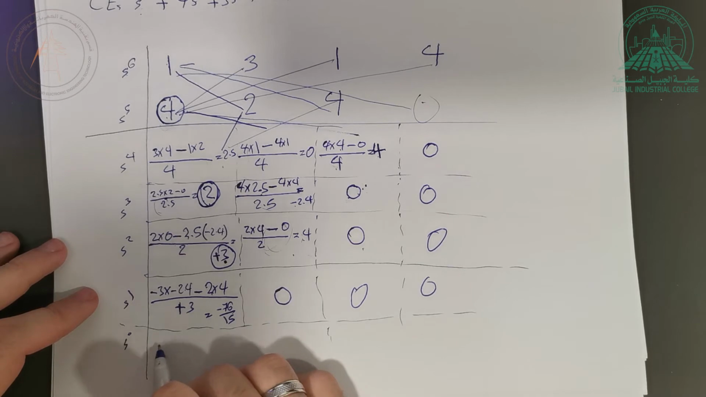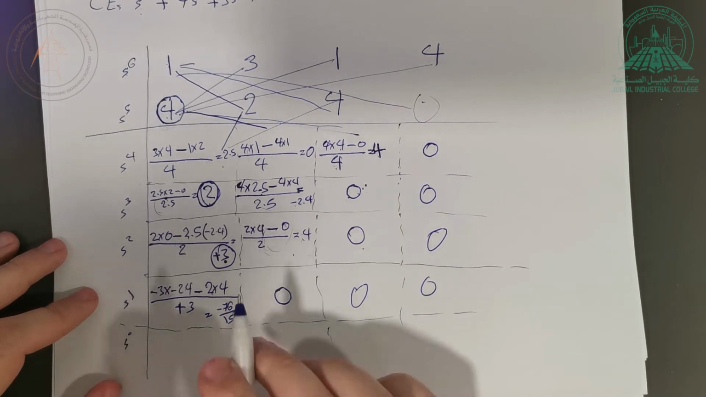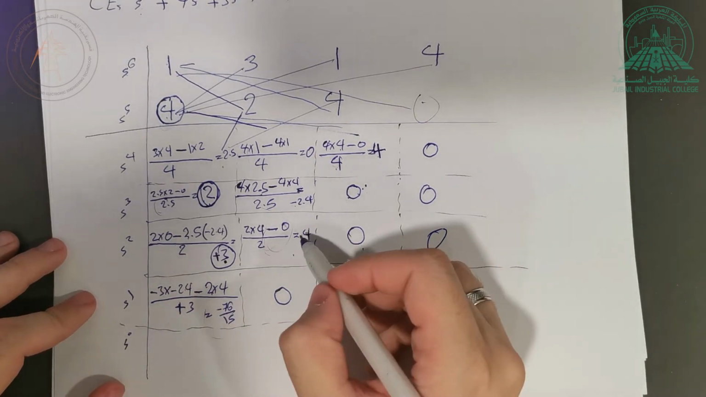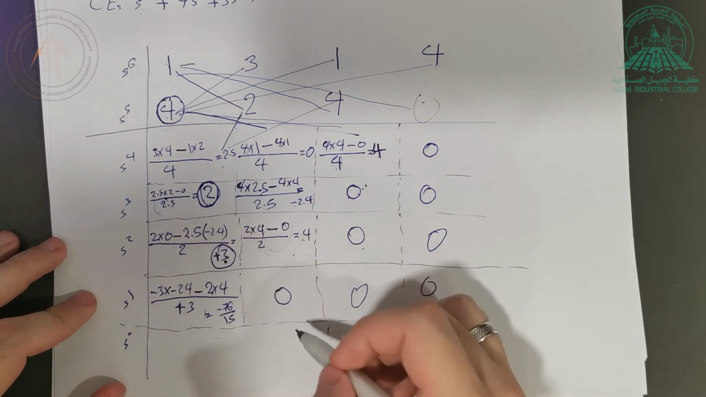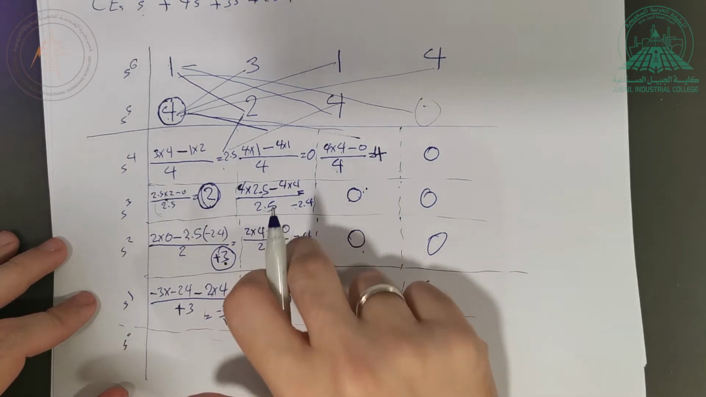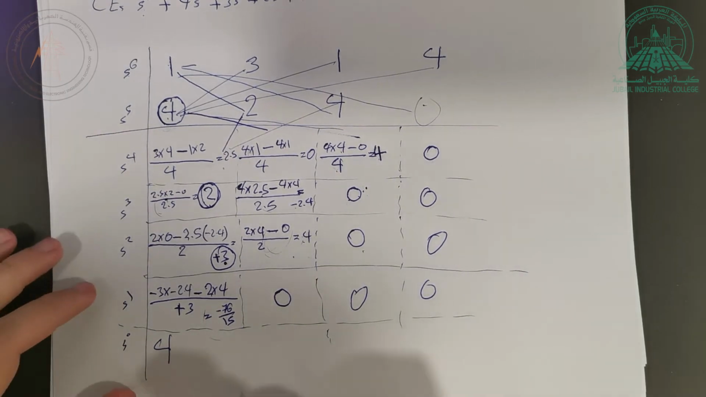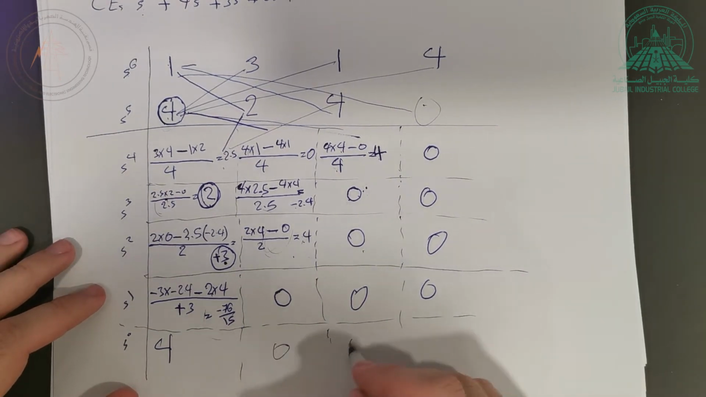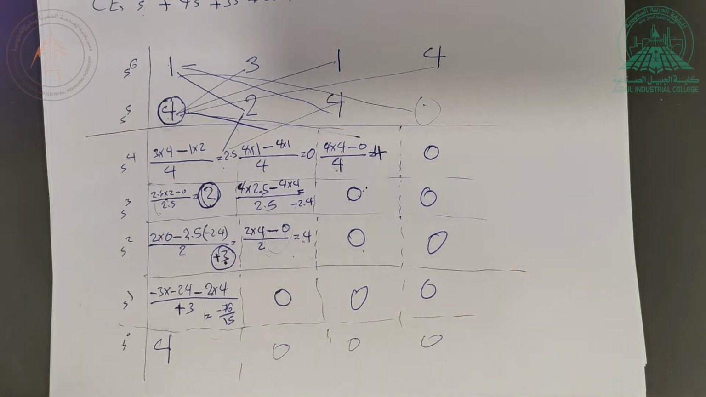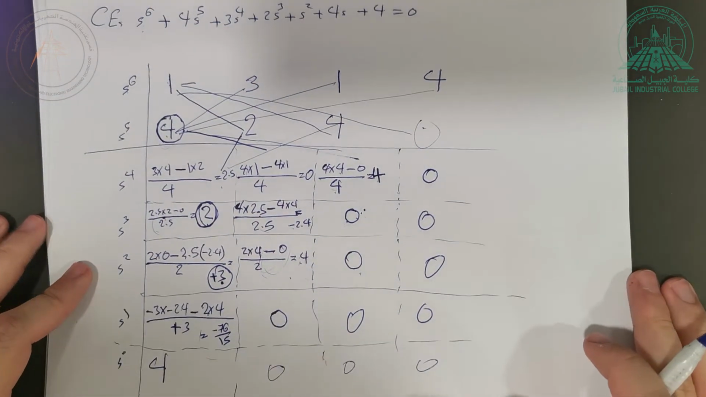So what is the last element that I'm going to have here? It will be this multiplied by 4 minus 0, divided by this. What do I get? I get 4. And of course all the others are 0, 0, 0, 0. So this is how we fill the Routh-Hurwitz table.